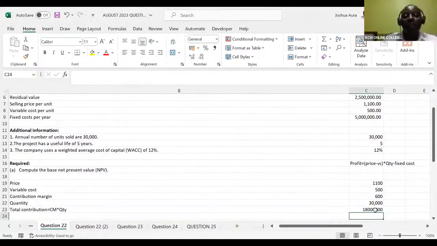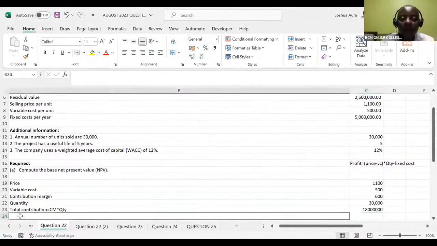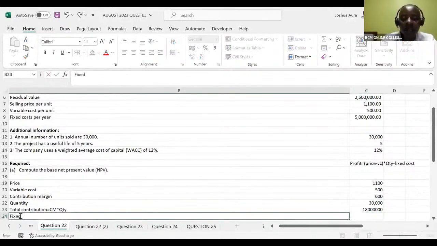So what do you think I shall do to be able to get profit? To get profit, I need to come and remove fixed cost. So I need to type fixed cost here. Fixed cost is given as 5 million, but please don't pick it directly.